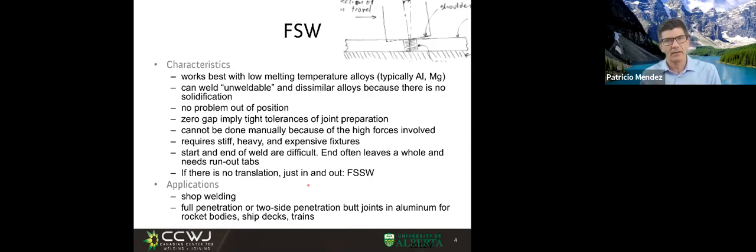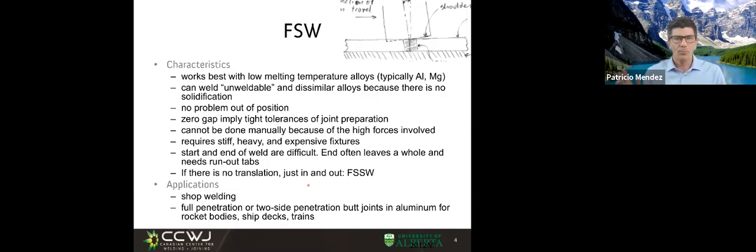Much like in the other types of fusion welding, if I have no translation, it's what we call spot welding. In spot welding, you just go in and out. And if you do it properly, you accomplish fusion, even if you leave a little hole in the center. So friction stir spot welding is one of the ways that has been used in practice to weld steel to aluminum in cars.